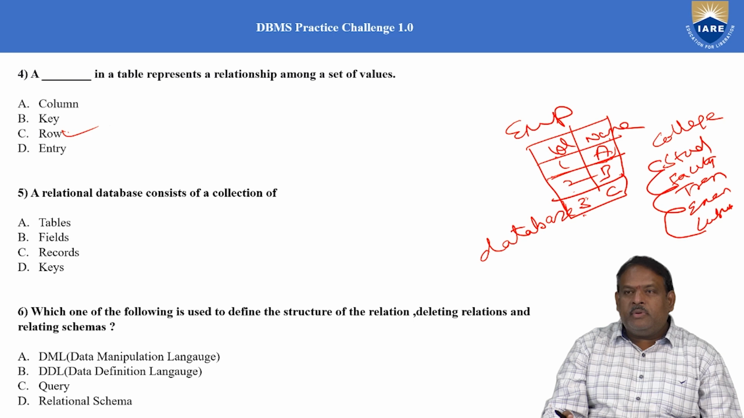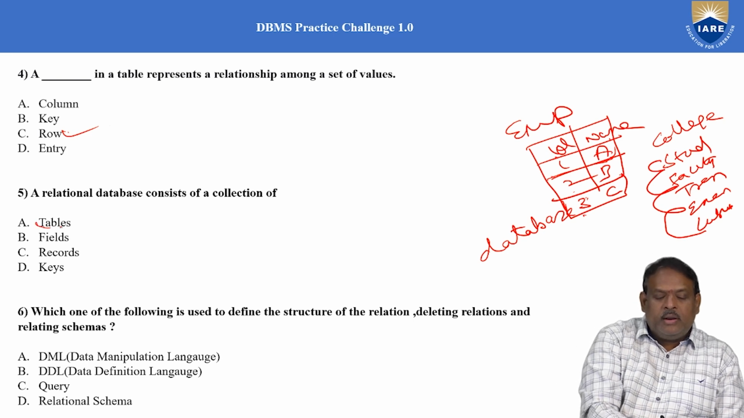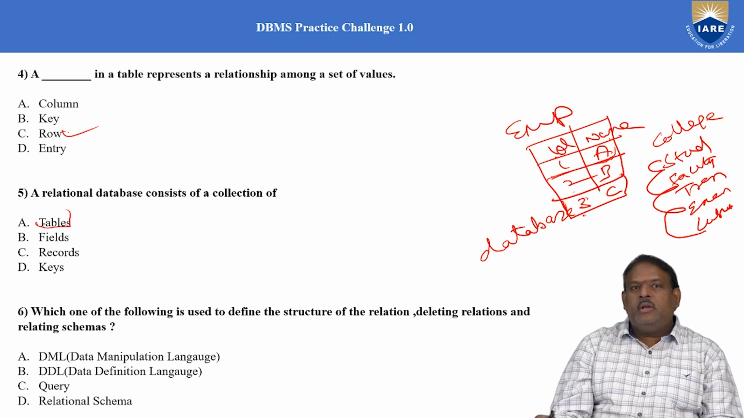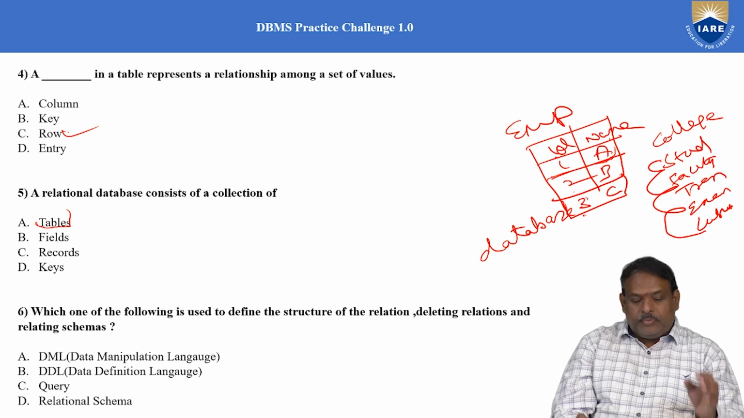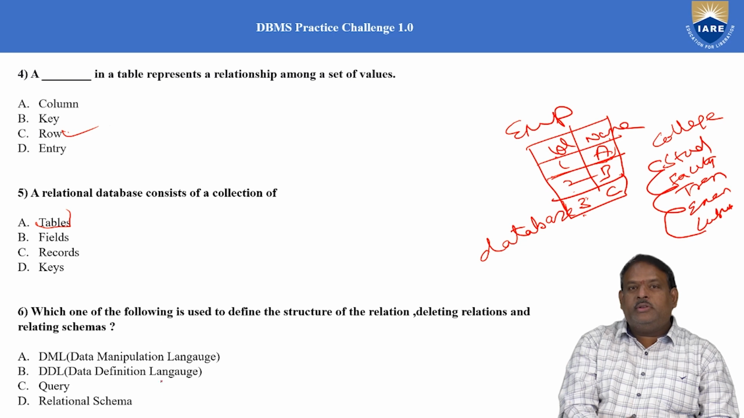The relational database will consist of tables. So the answer here would be 5A. Next, now we'll go to the sixth question.